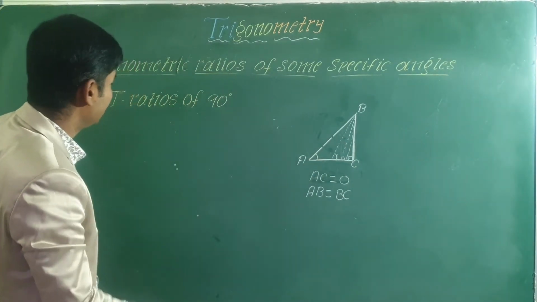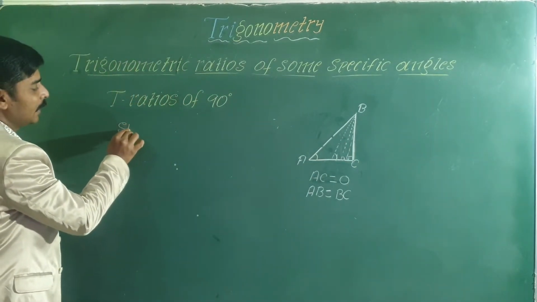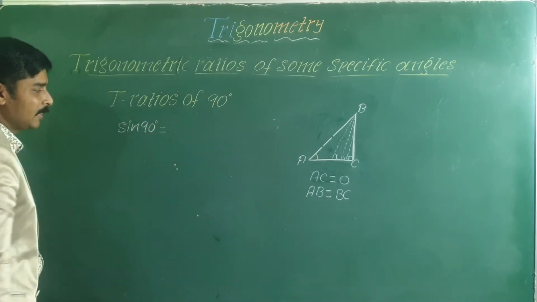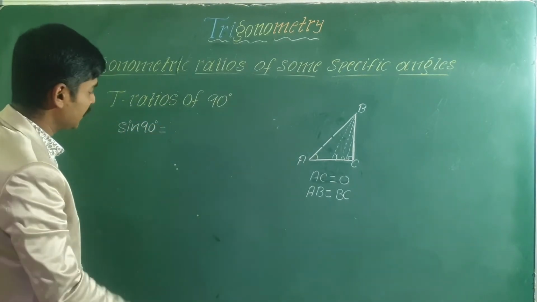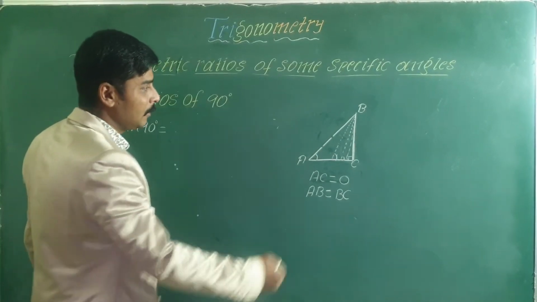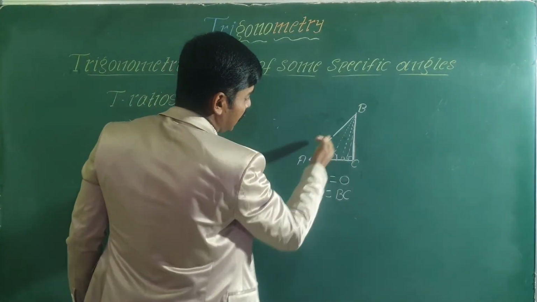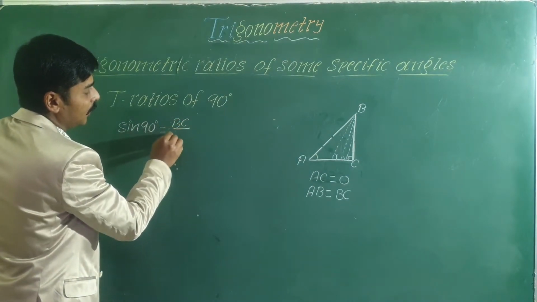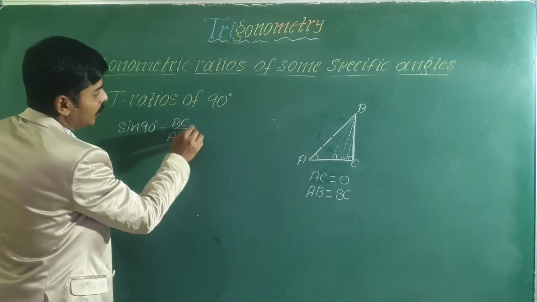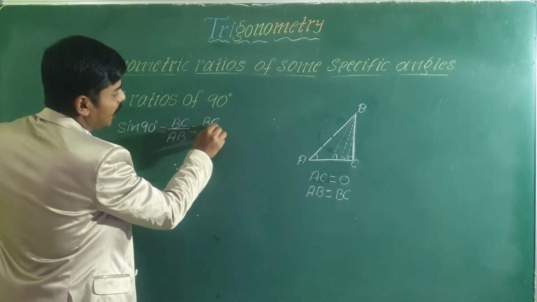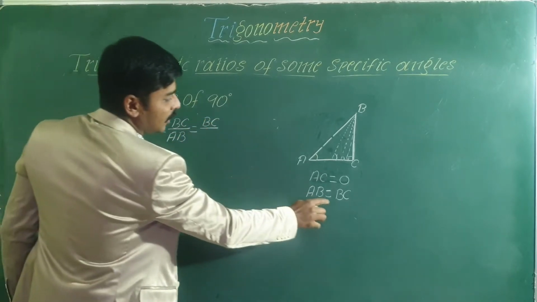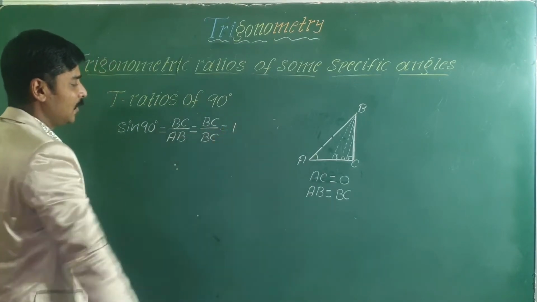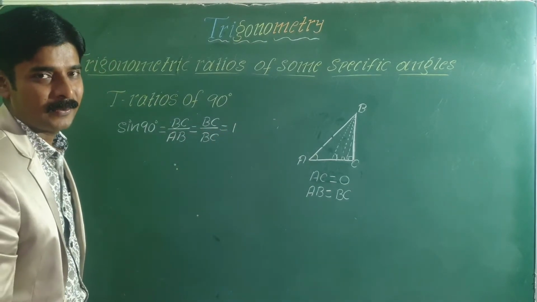Now we can write the values of sine 90, cos 90, tan 90, cosecant, secant and cot. First let us take sine 90 degree. Sine is what? Opposite by hypotenuse. Opposite side is BC, hypotenuse is AB. So this is BC, and we know that AB is equal to BC. So BC by BC, that is equal to 1. So sine 90 is 1.